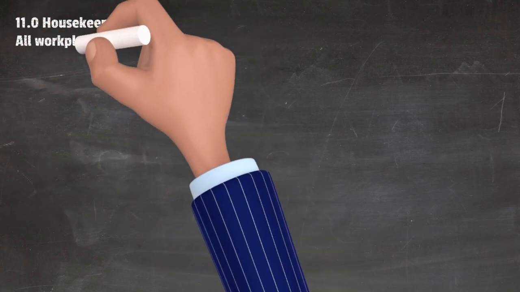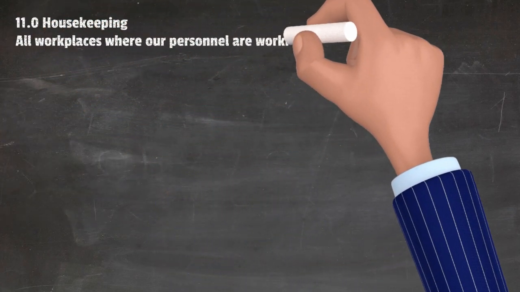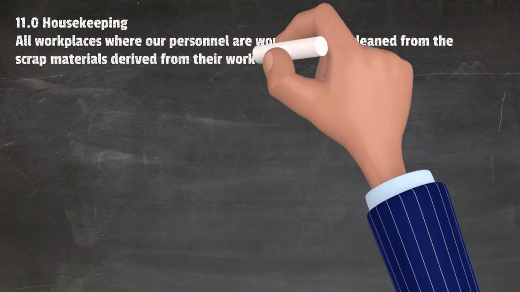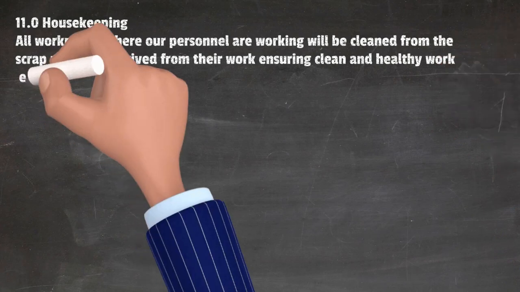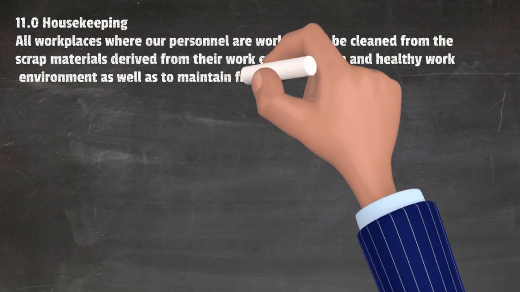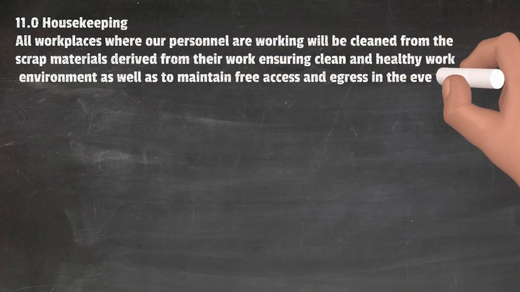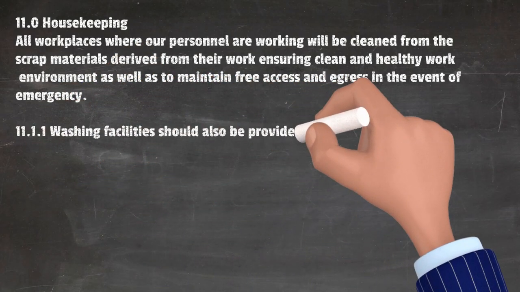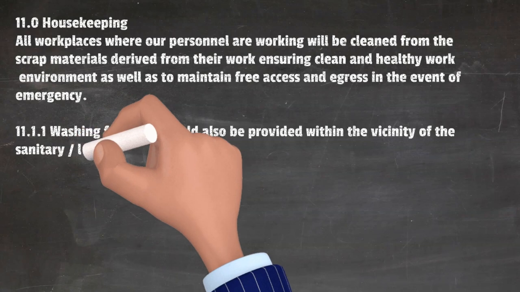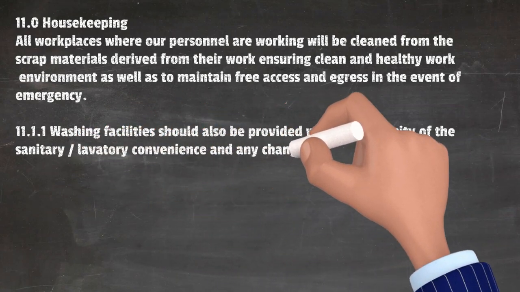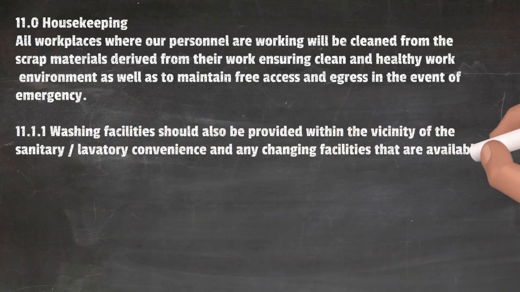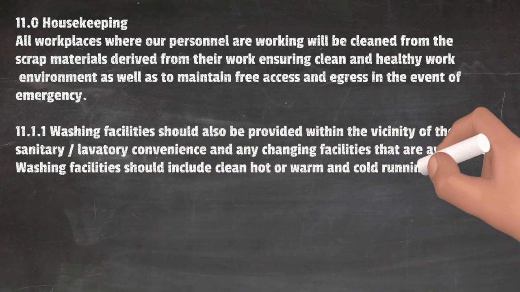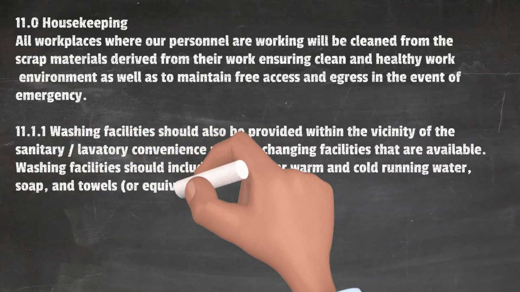Housekeeping. All workplaces where our personnel are working will be cleaned from the scrap materials derived from their work, ensuring clean and healthy work environment as well as to maintain free access and egress in the event of emergency. Washing facilities should also be provided within the vicinity of the sanitary/lavatory convenience and any changing facilities that are available. Washing facilities should include clean hot or warm and cold running water, soap, and towels, or equivalent.